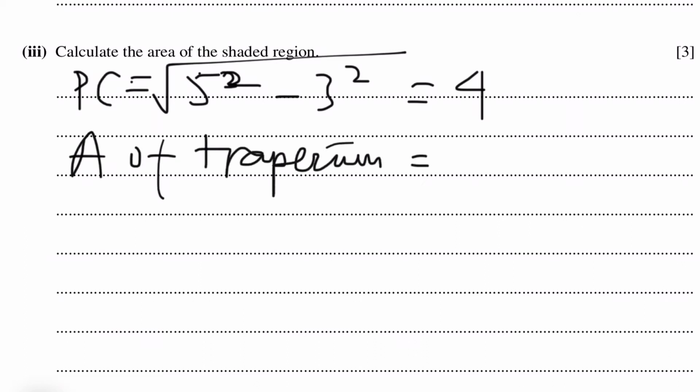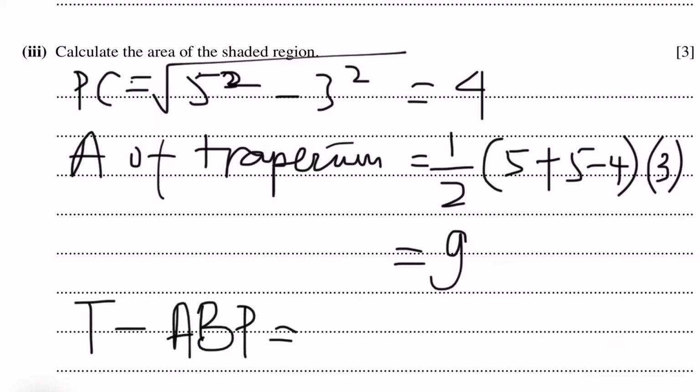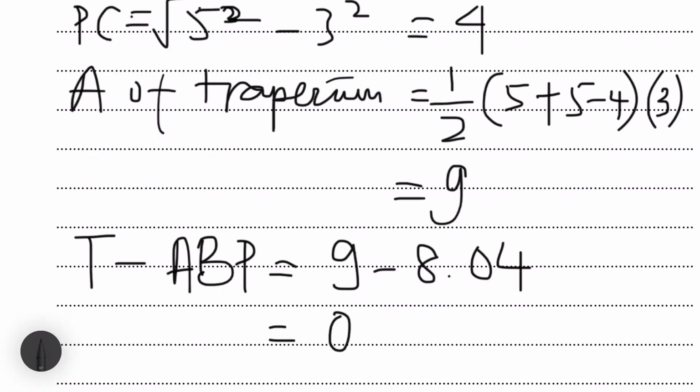So the area of your trapezium is equal to half multiplied by 5, which is the first length, plus the length we got earlier, but subtract 4 from 5, so 5 minus 4, to get the small length DP, and multiply this with the height, which is 3, and you will get 9. So the area of the trapezium minus the area of ABP should be equal to 9 minus 8.04. So this is equal to 0.96 units square.